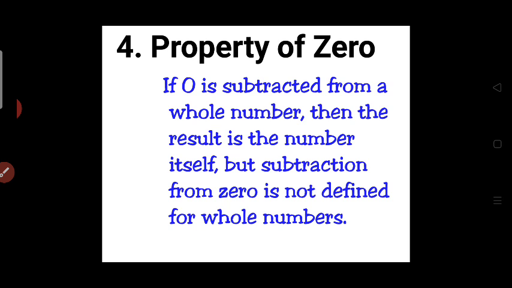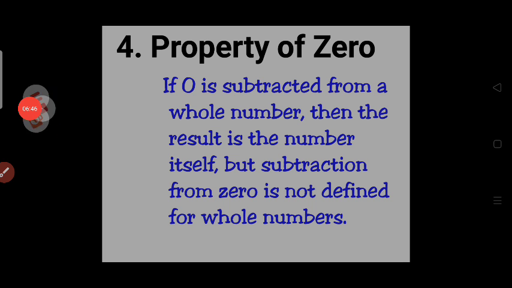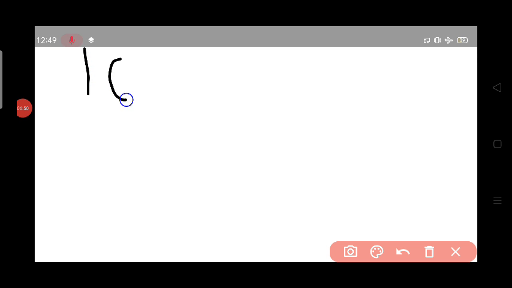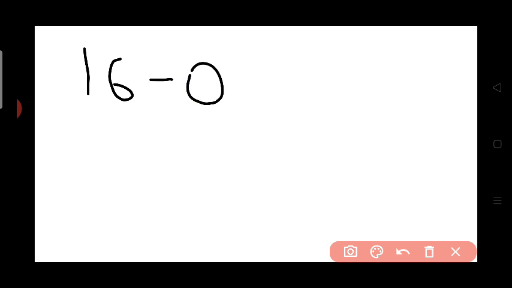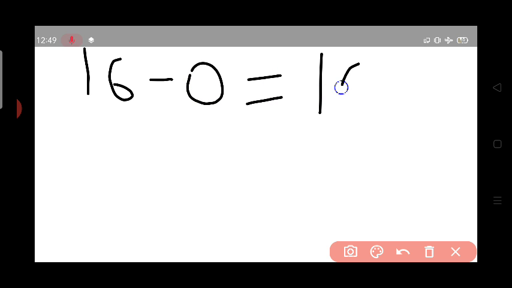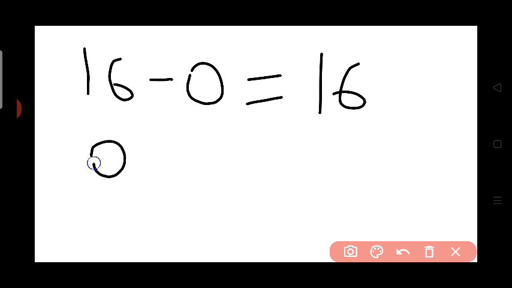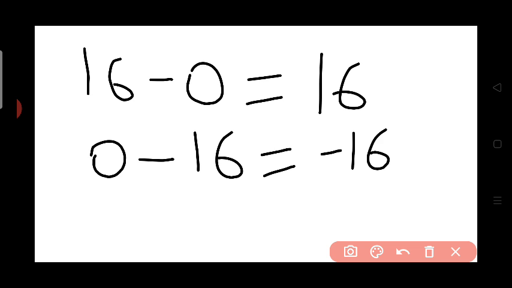But suppose we do the subtraction 0 minus 16, the result will be minus 16, and this is not true in case of whole numbers. Example: suppose we have 16 minus 0, so the result is what? 16. But if we write 0 minus 16, it will be minus 16. So this is not true in case of subtraction.